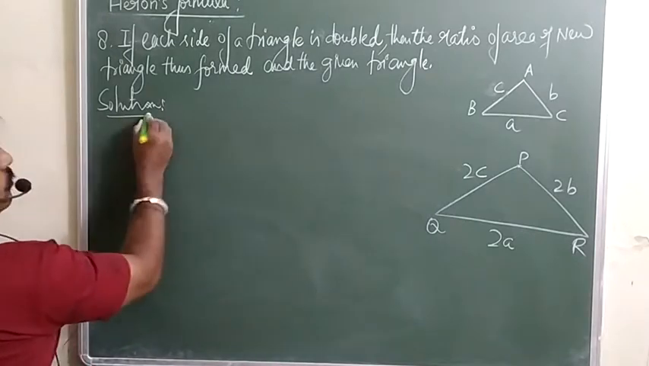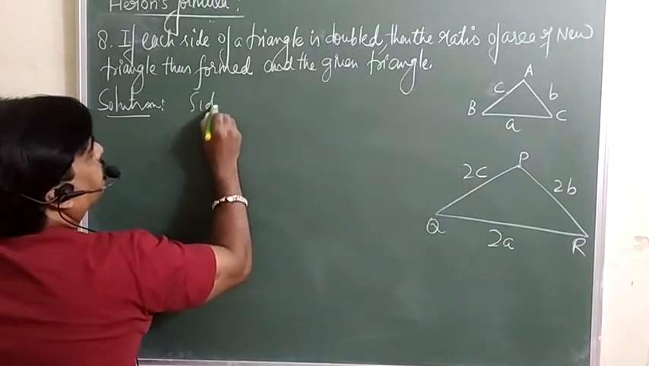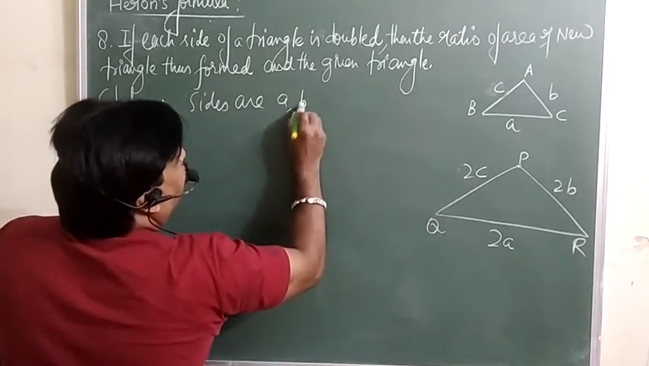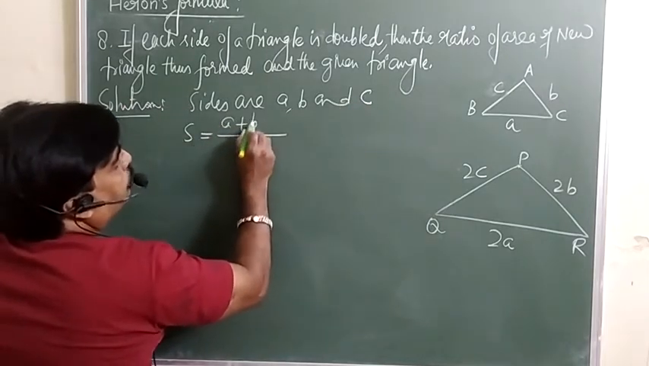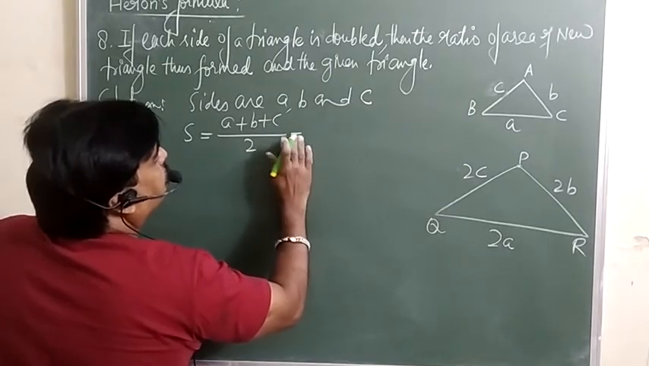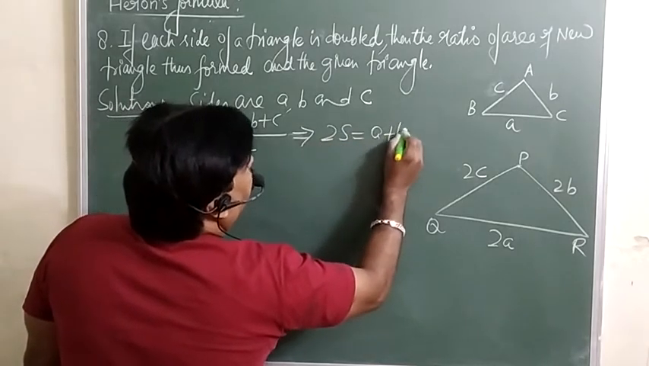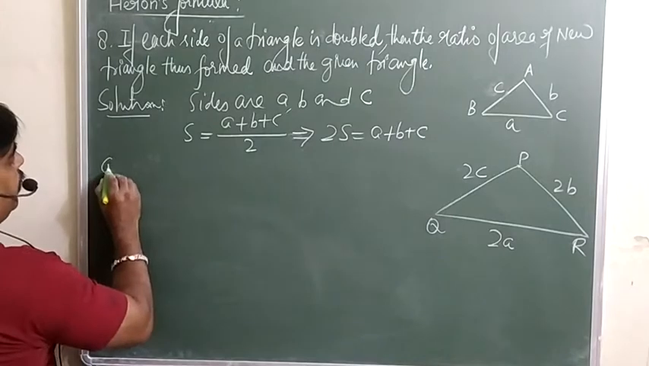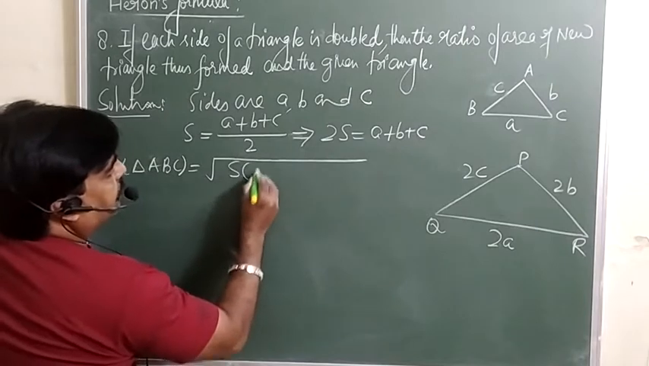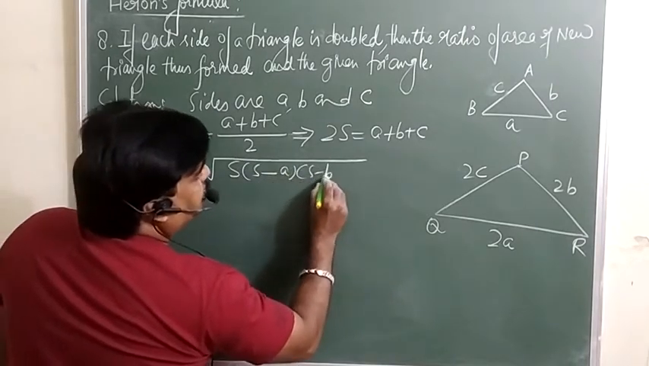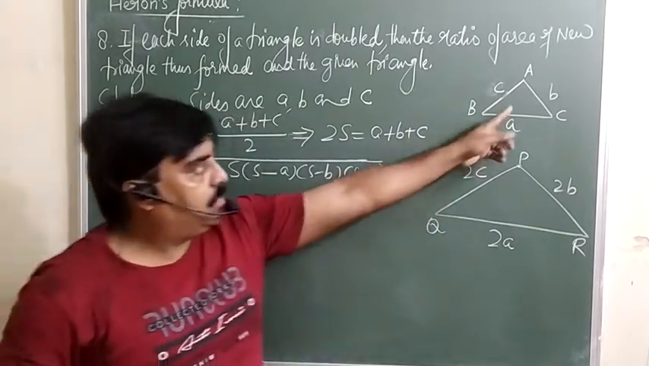So look here now. If we talk about the area of this triangle ABC, the sides are given: A, B and C. So S will be equal to what? A plus B plus C by 2. You can write this as 2S is equal to A plus B plus C. And the area of this triangle ABC will be equal to, as usual, the square root of S, S minus A, S minus B, S minus C. This is your equation 1. This is the area of this triangle.